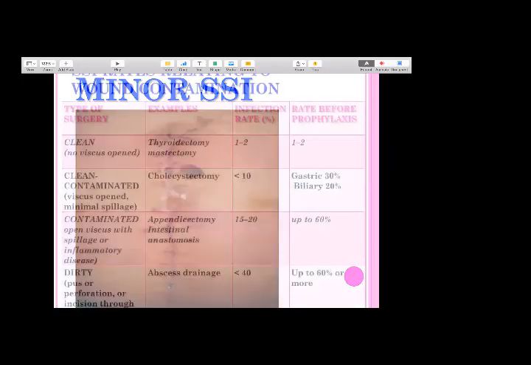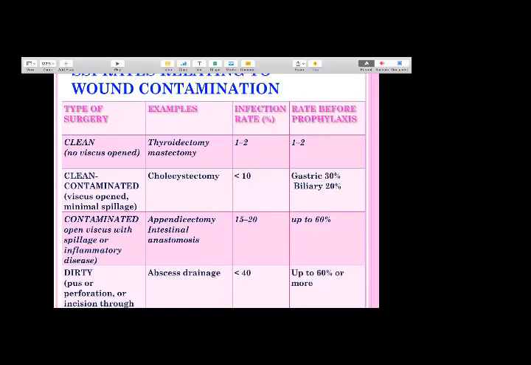Surgical site infection rates relating to wound contamination. All right, type of surgery. If you have different types, you categorize them into the amount of wound contamination involved within that surgery. It could be clean, just no viscus is open. For example, thyroidectomy, thyroid gland, mastectomy, lump in the breast. It's an infection rate, obviously, of 1 to 2%, and the rate before prophylaxis is also 1 to 2.